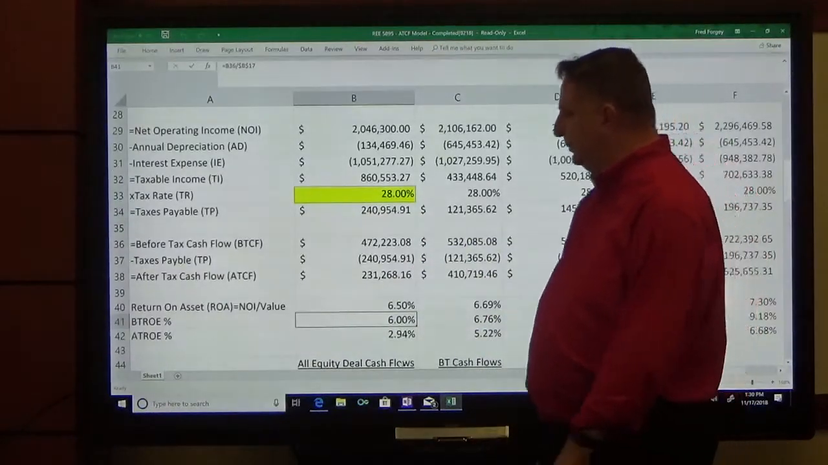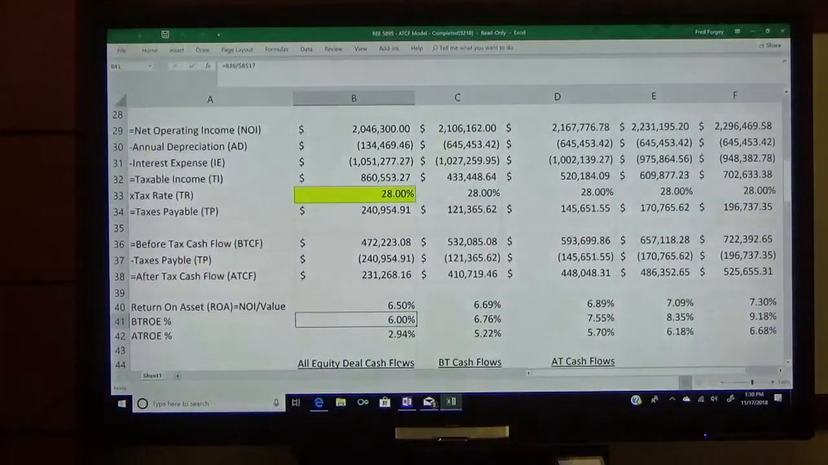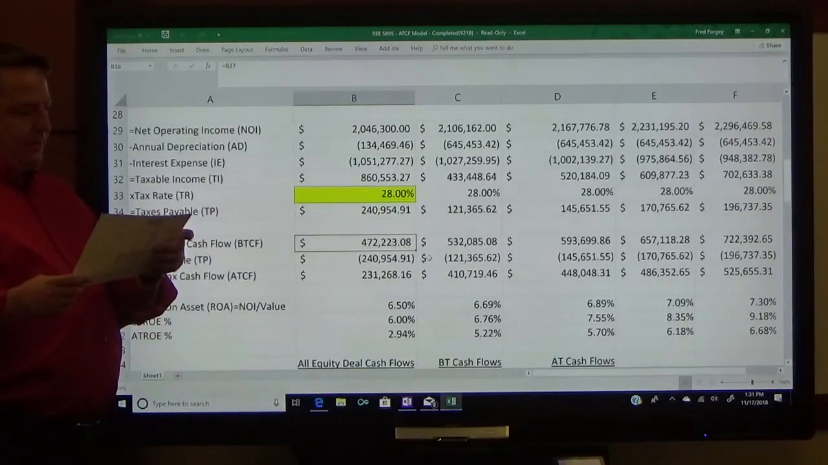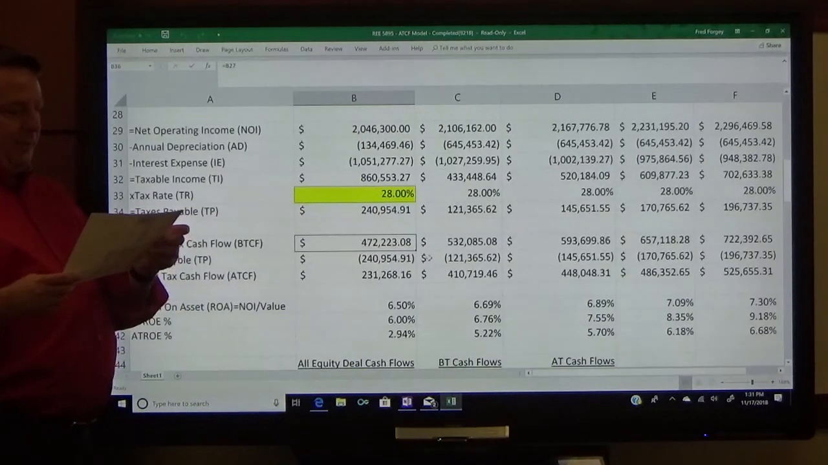Now, right below it is a before-tax return on equity. And so, in this case, we have our before-tax cash flow of the $472,000, and we're taking that number and dividing it into the few million, whatever it was that we had. Pull up the sheet here. Actually, we calculated it earlier. Oh, there it is. Yeah, $7 million. So we're taking the $472,000 and dividing that by the $7.866 million of equity that we have invested in the property.